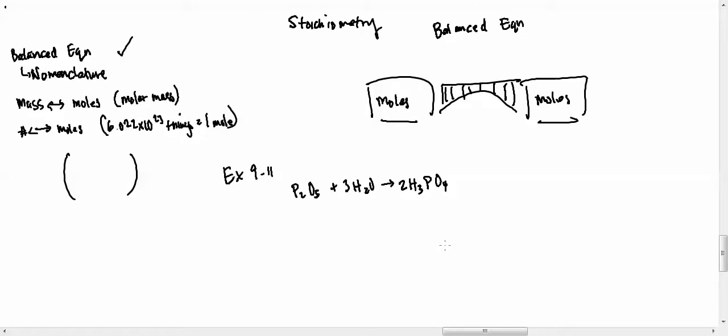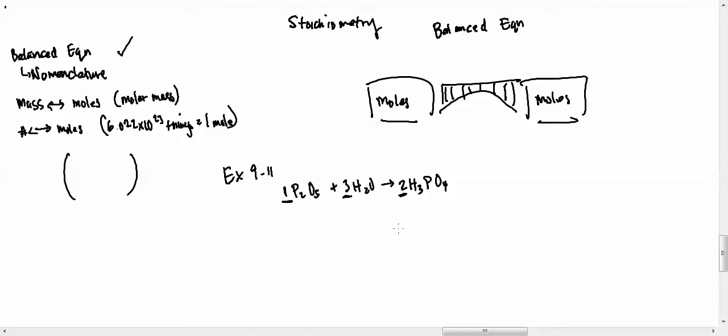Now, see these coefficients right here? If there's nothing there, it's an implied 1. And these coefficients right here are saying 1 mole of diphosphorus pentoxide combined with 3 moles of water gives me 2 moles of phosphoric acid.